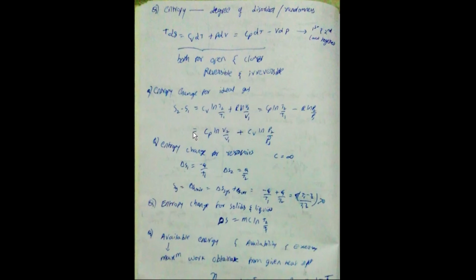Available energy, availability and exergy: maximum work obtainable from a given heat input. Efficiency of Carnot is equal to 1 minus T min by T max. Maximum Carnot efficiency is equal to 1 minus T0 by T max, where T0 is the surrounding temperature.